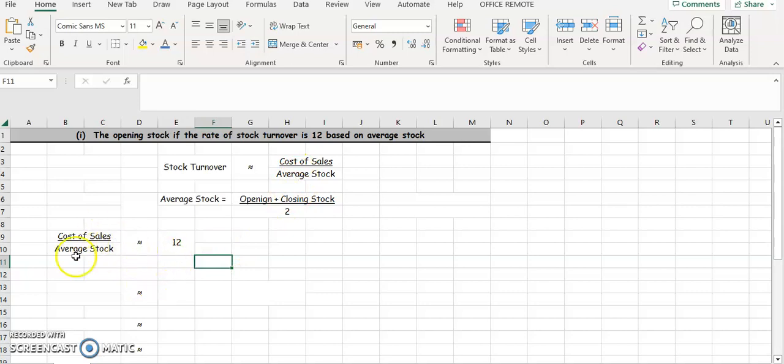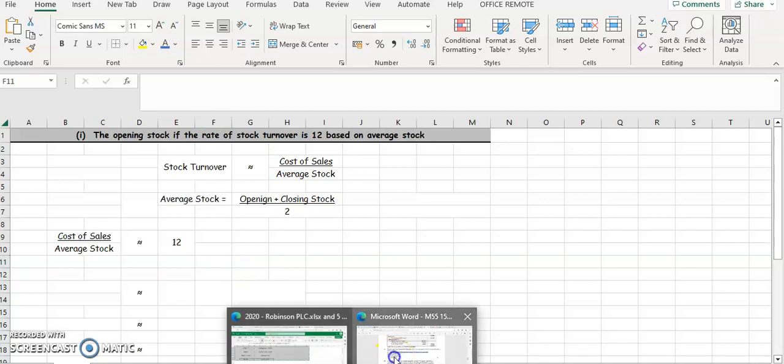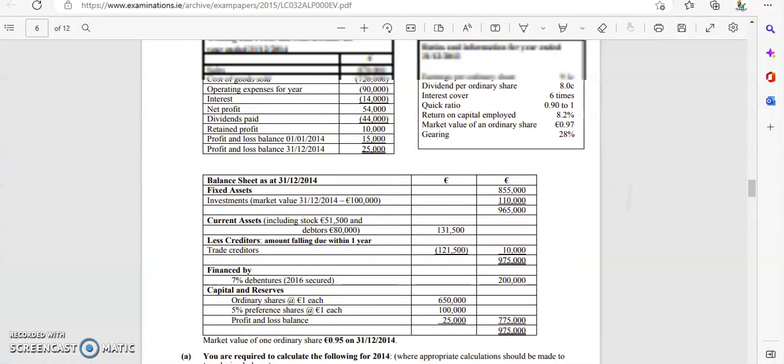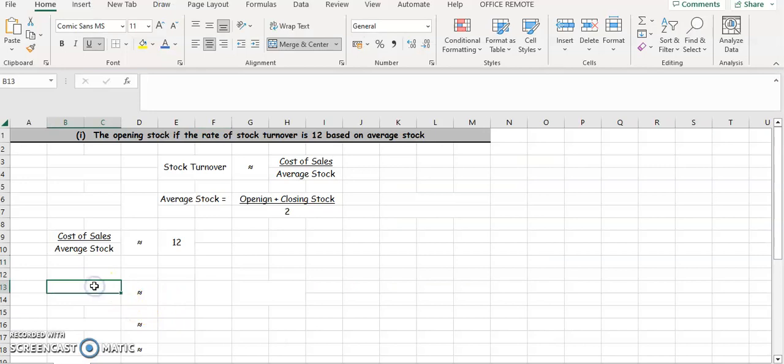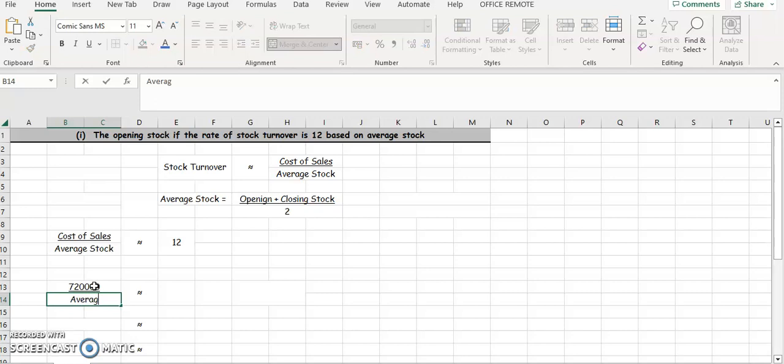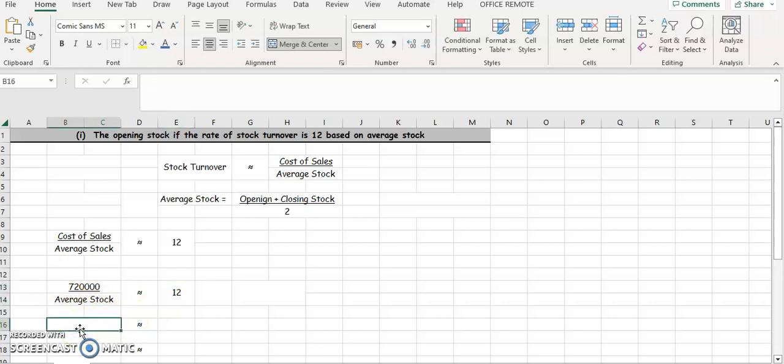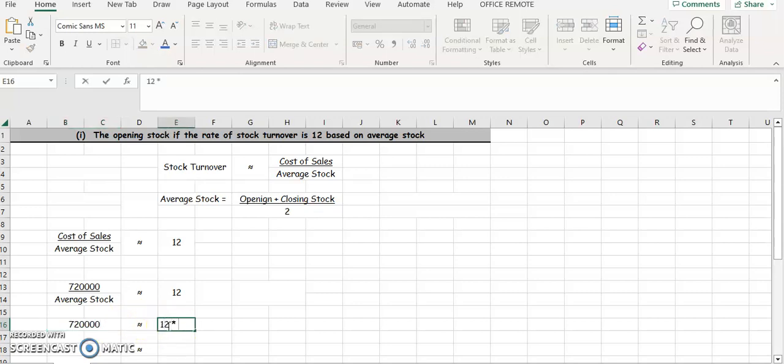So what we need to do now is go and find out what the cost of sales figure is. If we go back to the question, we'll find out that the cost of goods sold in the profit and loss account is 720,000. So in here, we're going to put 720,000, divide that by your average stock, and all that is equal to 12. So we're going to cross multiply now by average stock to give ourselves a little bit of a formula. So 720,000 is equal to 12 multiplied by average stock.